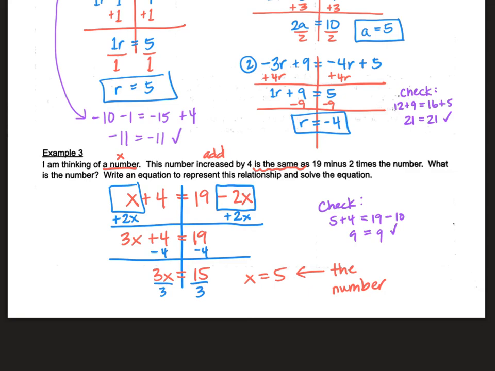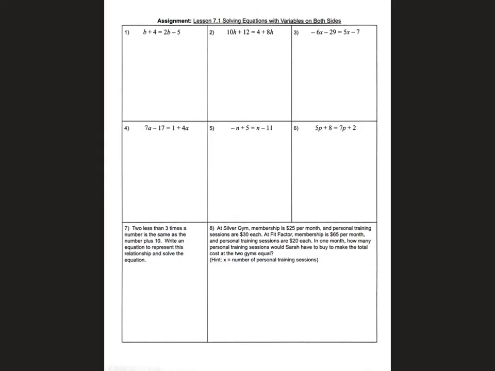On the back side of your notes are some more practice problems for you to try out. The bottom two, number 7 and number 8, you are creating your own equations that you're going to go ahead and solve. And the equations will end up looking like the first six, right? You're going to have an equation where you have variables on both sides.